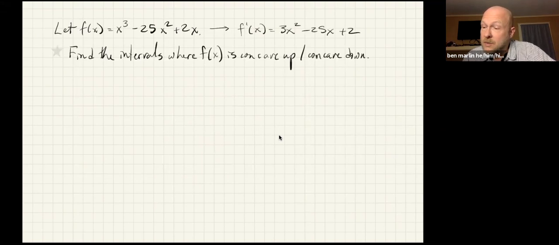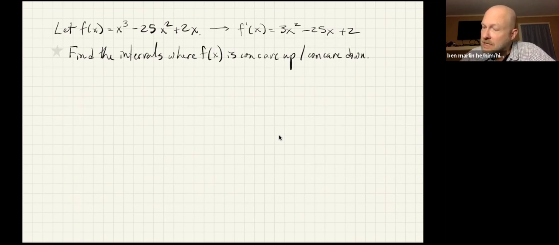So when we talk about concave up and concave down, what we're going to be thinking about is whether the second derivative is positive or negative. Concave up is where the second derivative is positive. Think about a parabola. A parabola that opens upward is concave up. A parabola that opens down is concave down. So it's just which direction it is curving towards, okay?